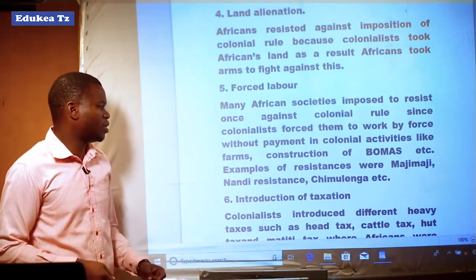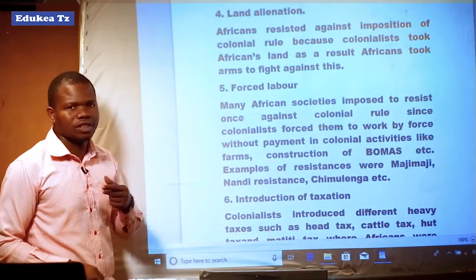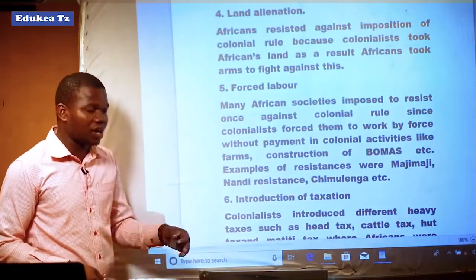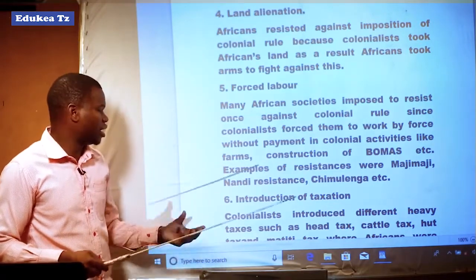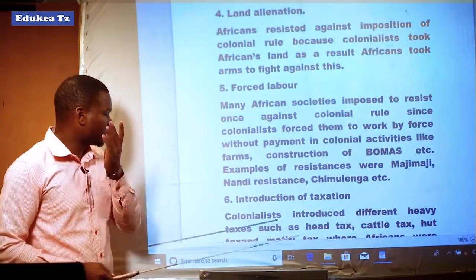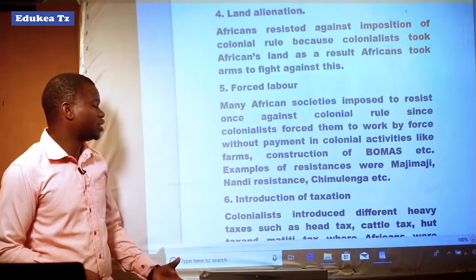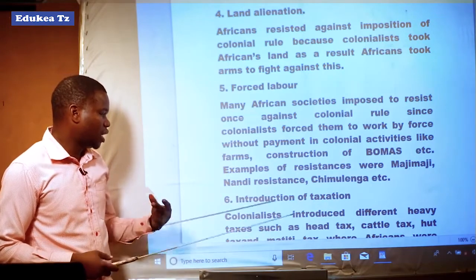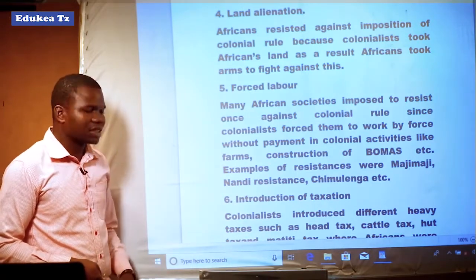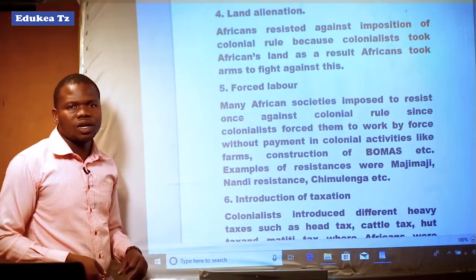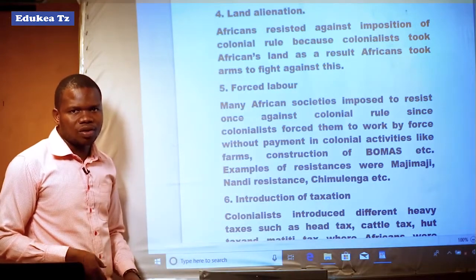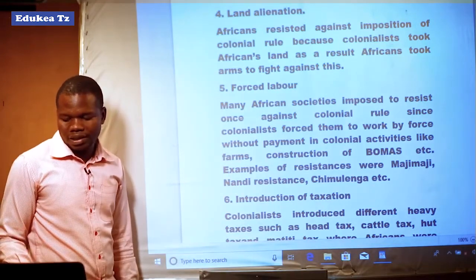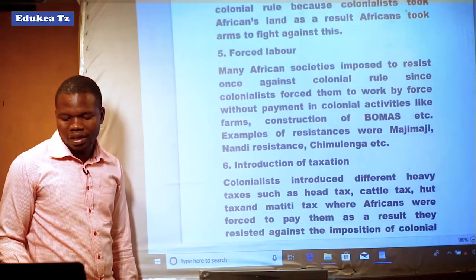Forced labor, whereby Africans were forced to work on colonial farms, resulted in African resistances. Introduction of taxation, whereby colonialists introduced different heavy taxes such as head tax, cattle tax, and hut tax. Africans were not aware of or not ready to pay those taxes, resulting in African resistances.